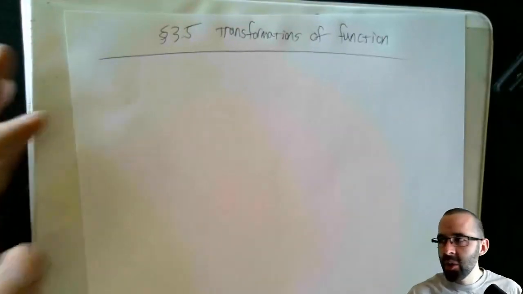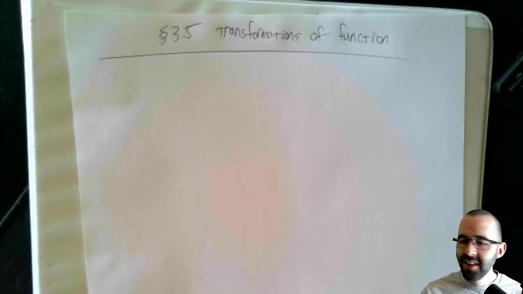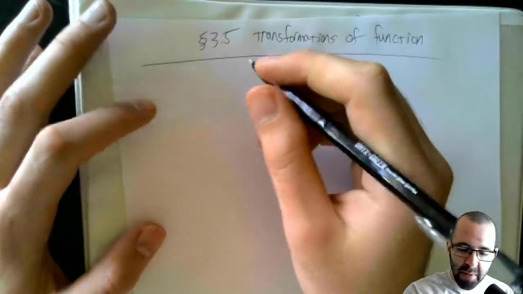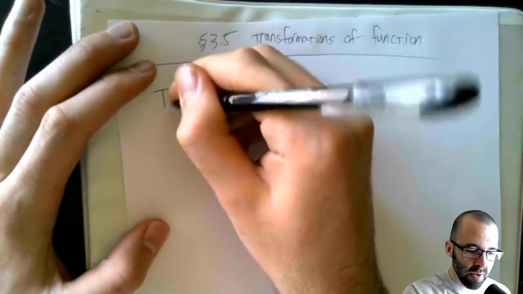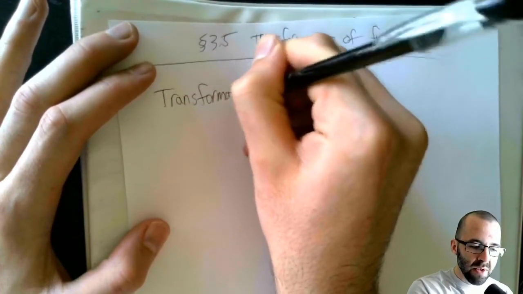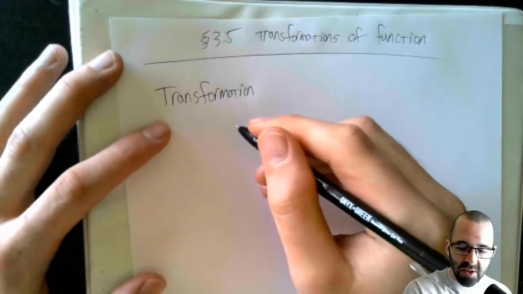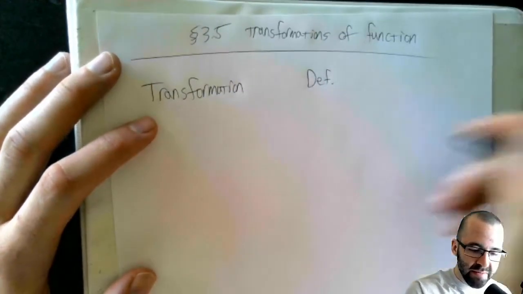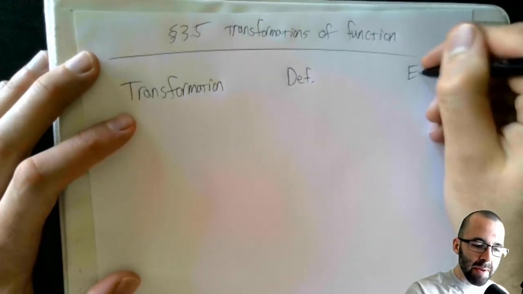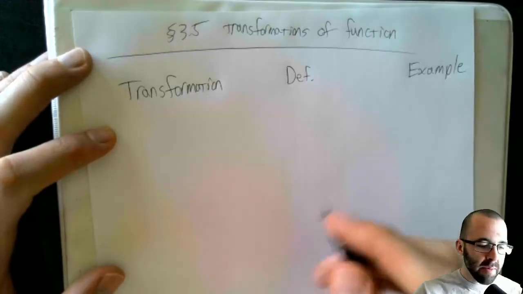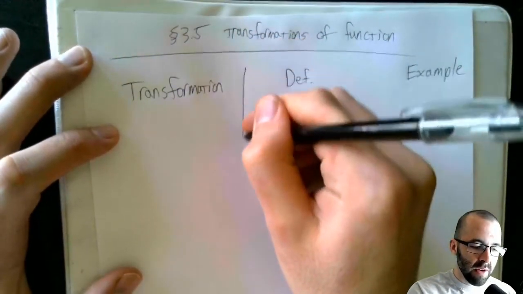Okay, so what I'm going to need you to do is make a table with 3 columns. The first column is what transformation is. Second column is going to be the definition. And the third column is going to be an example. All right, make it take up the whole thing.